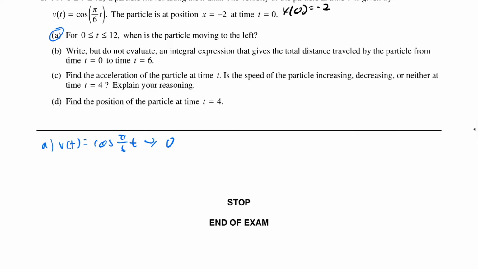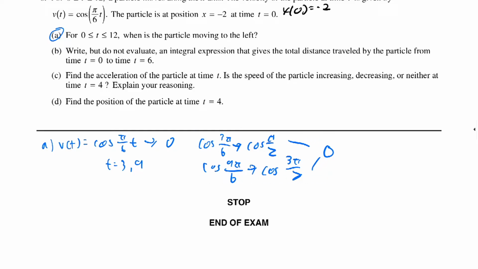So how do we make cosine of pi over 6 into cosine of pi over 2 or 3 pi over 2? You need to multiply by 3 and 9, right? So t equals 3 and 9 are the solutions. Why? Because cosine of pi over 6 times 3 is cosine of 3 pi over 6, which is the same as cosine of pi over 2. Likewise, it's cosine of 9 pi over 6 when t is equal to 9, and this turns into cosine of 3 pi over 2. Both of these are equal to 0, so those are our critical points.